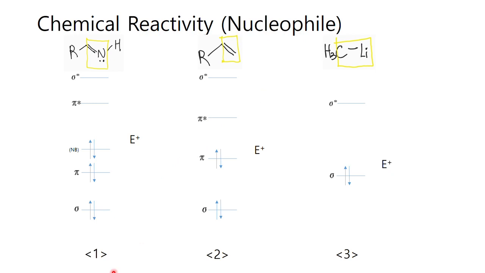First type is an electron pair in the non-bonding MO. Lone pair electrons are used to form new bonds, so no bond breaks. The result of the reaction is this. Second type is an electron pair in the pi bonding MO. The pi bond breaks and those electrons are used for forming a new bond. The result of the reaction is like this. Third type is an electron pair in the sigma bonding MO. The sigma bond breaks and those electrons are used for forming a new bond. The result of the reaction is this.